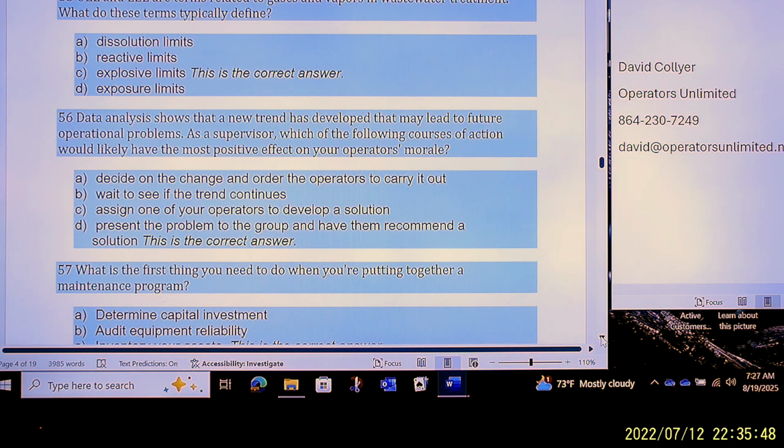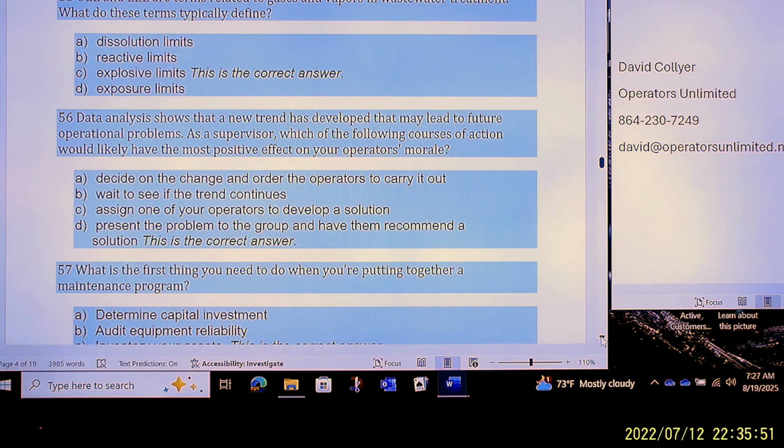55. UEL and LEL are terms related to gases and vapors in wastewater treatment. What do these terms typically define? A, dissolution limits, B, reactive limits, C, explosive limits, or D, exposure limits. The answer to 55 is C, explosive limits. UEL is upper explosive limit and LEL is lower explosive limit.